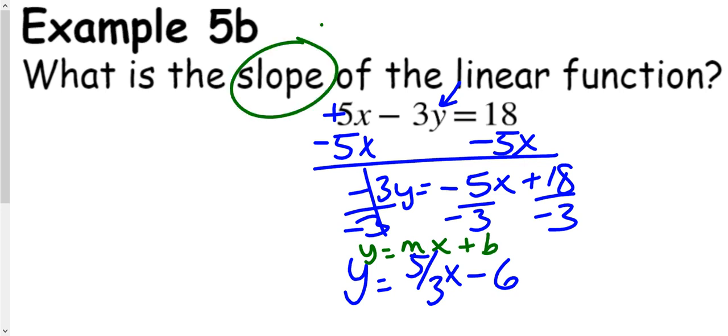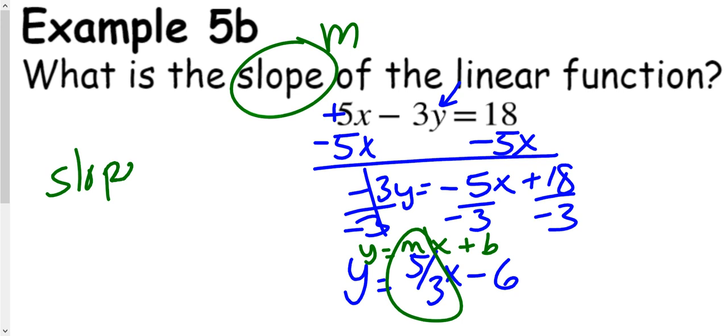And slope is m. So what number is in the m position? The 5/3. And that's it. Let's try some practice problems.